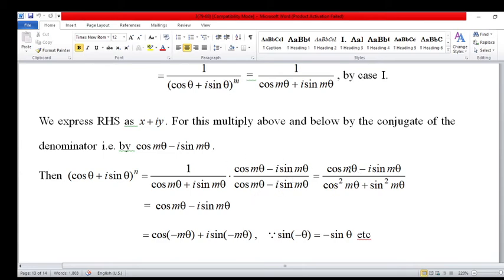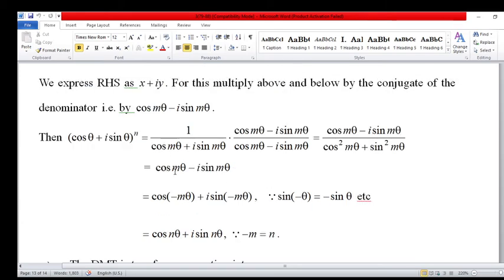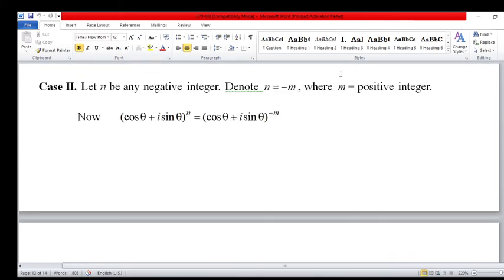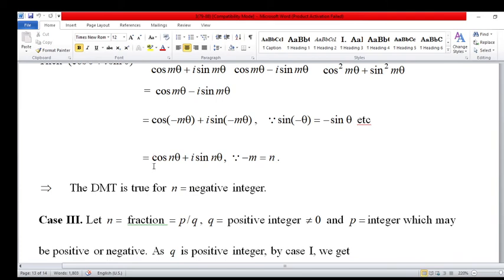After solving, the numerator is cos m theta minus i sin m theta, and the denominator is cos square m theta minus i square sin square m theta. i square means minus 1, so minus minus becomes plus, and in the denominator we obtain cos square m theta plus sin square m theta, which is equal to 1. So we have only the numerator here: cos m theta minus i sin m theta. Now convert this minus symbol: cos (minus m) theta plus i sin (minus m) theta. Minus m is equal to n, so put here minus m equal to n. Then we obtain cos n theta plus i sin n theta.